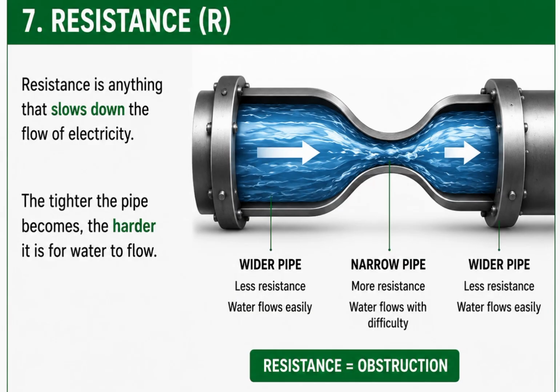So the next is resistance. Resistance is anything that slows down the flow of electricity, and this is a typical example. At a certain point, we make the pipe tighter. When we make the pipe tighter, it resists. It makes it harder for the water to flow, and that's basically what resistors do in a circuit. So when the pipe is wide, we have less resistance, so water flows easily. And when we have a narrow pipe, we have a very high resistance, so it reduces the amount of water that flows at that point. So resistance is basically obstruction.